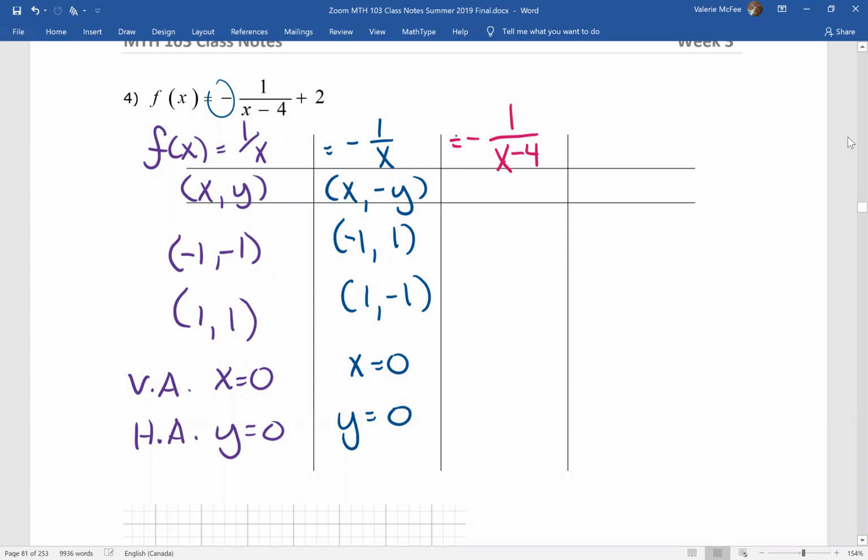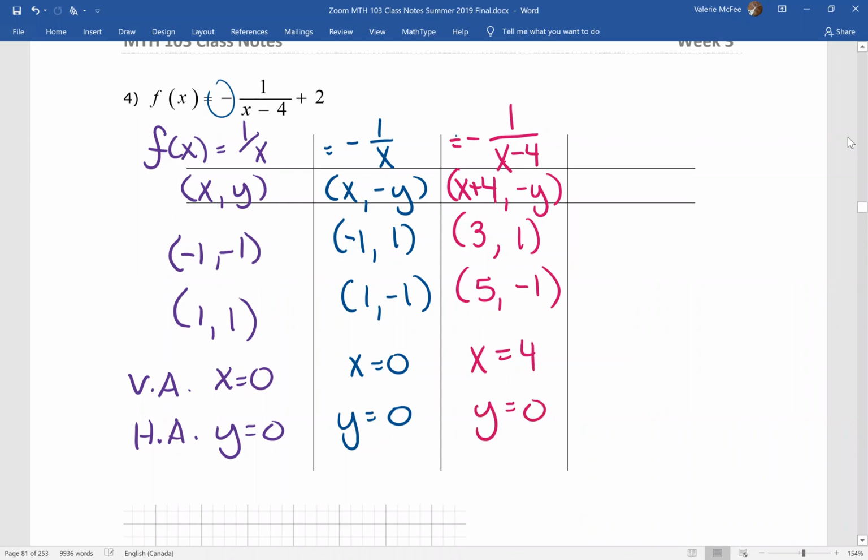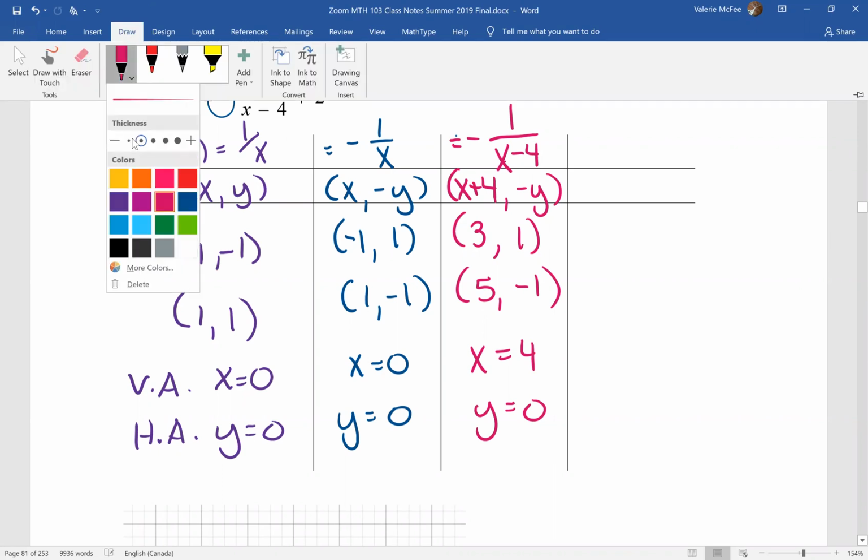This -4 is inside the function. It is changing x horizontally. And for a horizontal shift, we do the opposite. We're keeping that -y. X, add 4, keep the -y. So many colors.